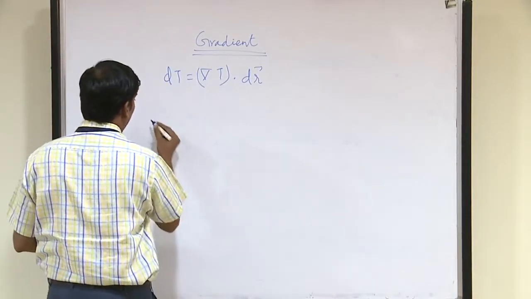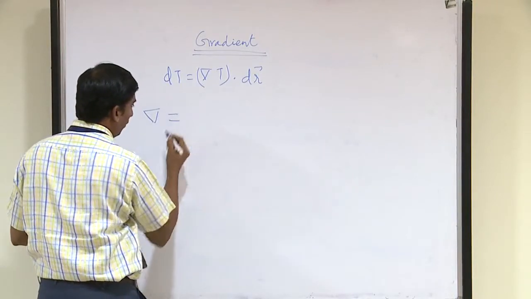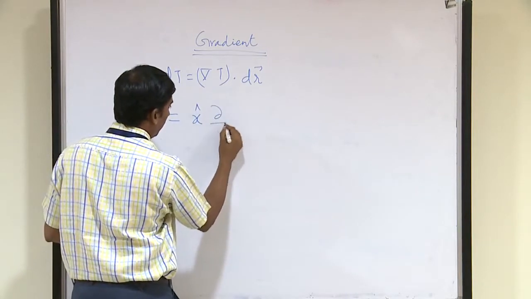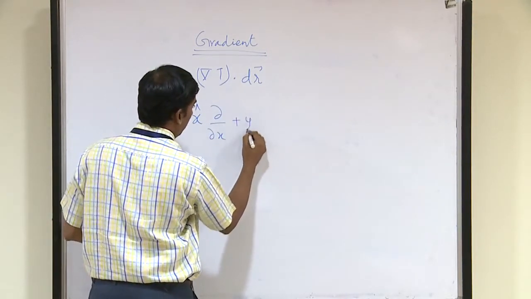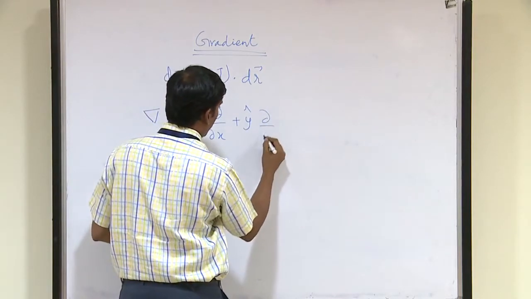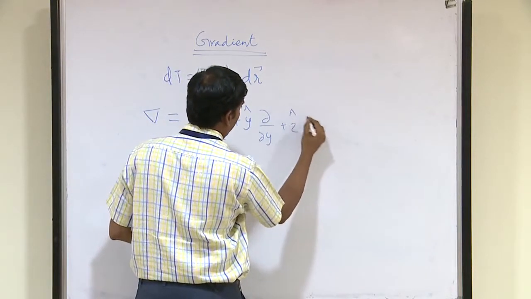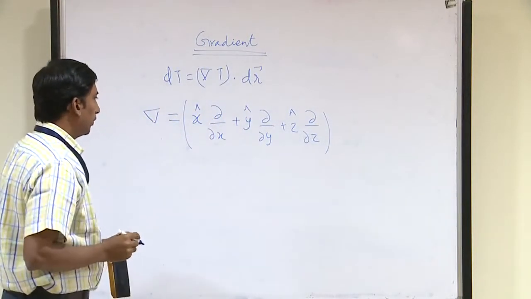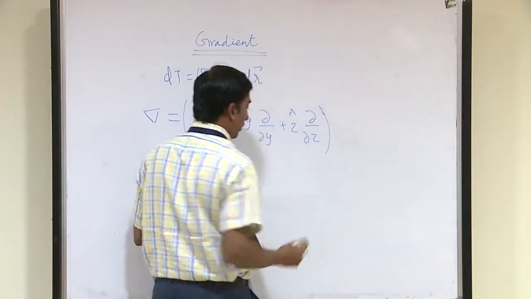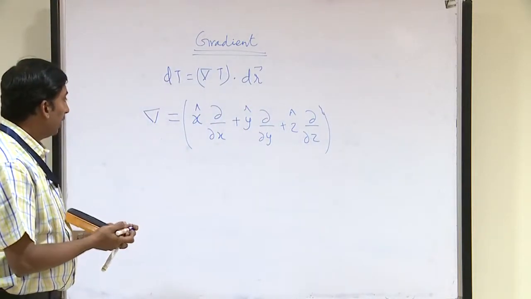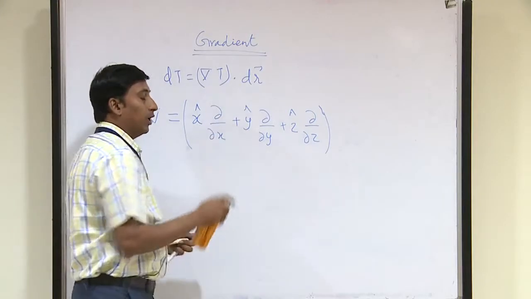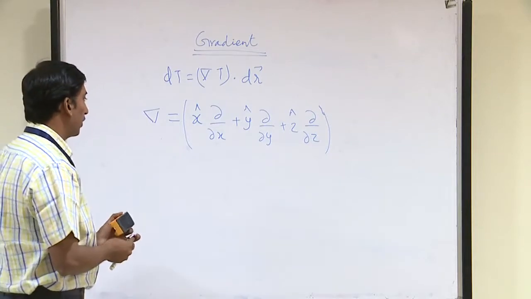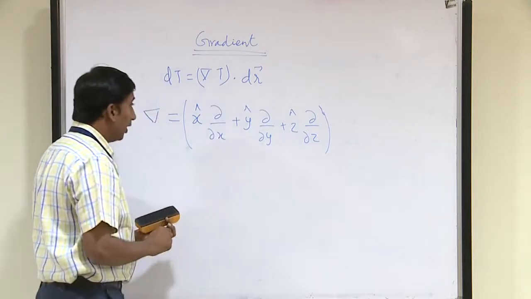So here del, formally by definition, is called a del operator, which is of the form x cap dou by dou x plus y cap dou by dou y plus z cap dou by dou z. Note that this is a vector operator. It acts on a scalar function, which is T of x, y, z, in this case the temperature, and it gives you del T.